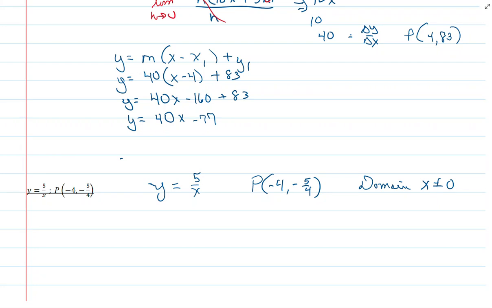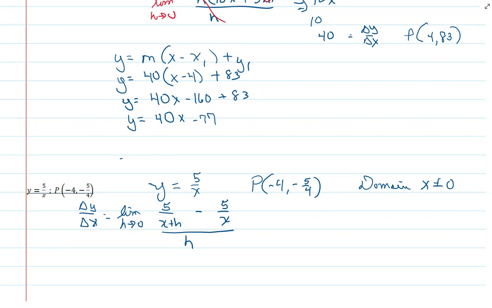Everybody ready? So we're going to take our difference quotient, and that's the limit as h approaches 0. And we're going to have our function as 5 over x plus h minus 5 over x, all divided by h. Ready? Everybody comfortable with that?